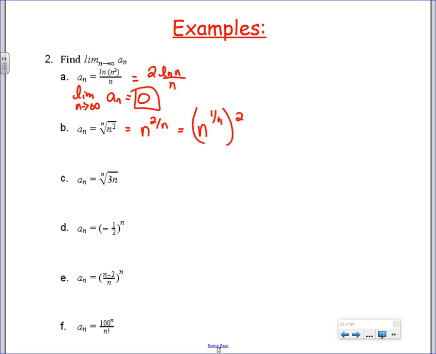Yeah. I can make this 2 times 1 over n, or think of it this way, couldn't I make this the nth root of n squared? Yeah. Okay, so what's the limit as n goes to infinity of that? 1. And what's 1 squared? Let's get there faster. Okay, how about letter C?